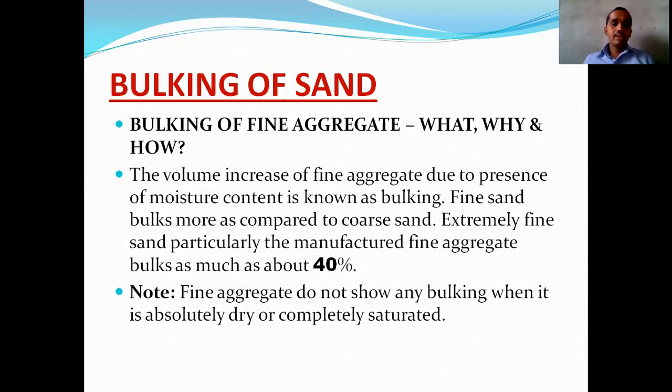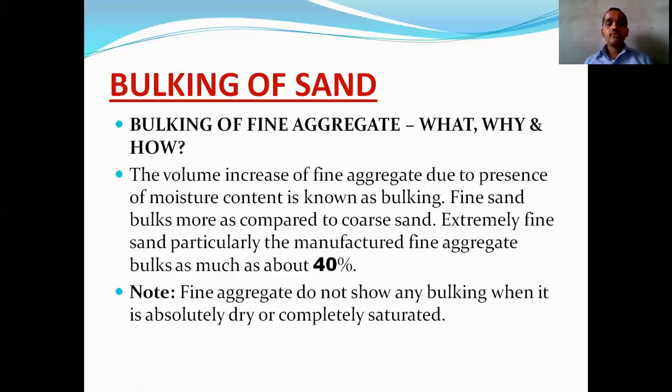What, why and how the bulking of sand occurs. So point number one is, the volume increase of the fine aggregate due to the presence of moisture content is known as the bulking. Fine sand bulks more as compared to the coarse sand. Extremely fine sand, particularly the manufactured fine aggregate, bulks as much as about 40%. Next line, note that fine aggregate does not show any bulking when it is absolutely dry or completely saturated.